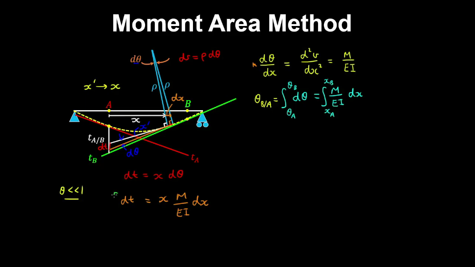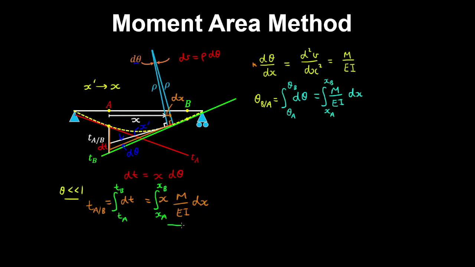And if we integrate both sides of this equation, we have the integral from the tangent at A to the tangent at B, and on the right hand side we integrate from xa to xb. So the expression on the left is the tangent at A relative to B, which gives us this length over here. And that can be used to calculate the deflection between the 2 points.